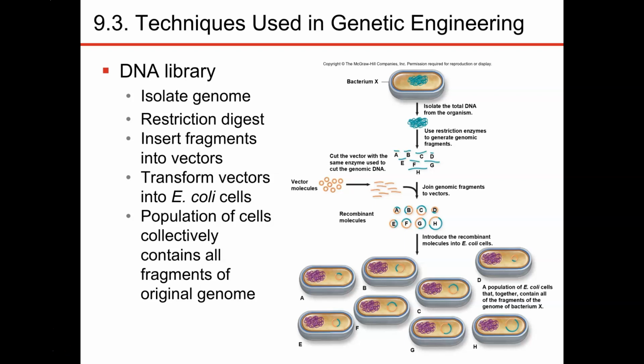Another technique that we can use is we can produce a gene library. A gene library, or a DNA library, is a collection of clones that contain the entire genome of an organism. And so we're always trying to figure out what the DNA sequence is for an entire organism, and then what genes are produced.